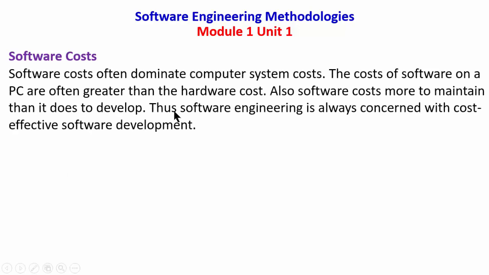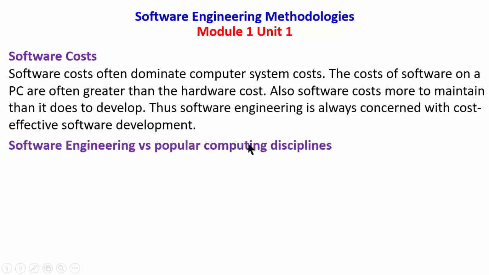Software costs. Software costs often dominate computer system costs. The cost of software on a PC are often greater than the hardware cost. Also, software costs more to maintain than it does to develop. Thus, software engineering is always concerned with cost-effective software development.